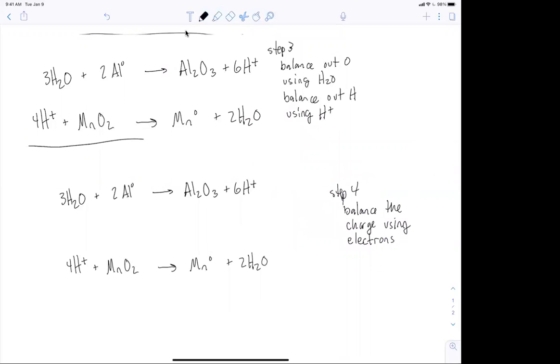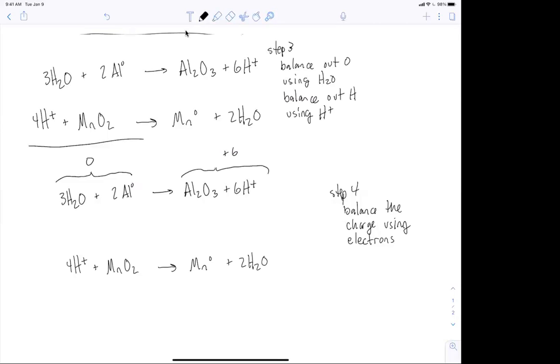All right, so let's take a look at that then. If we look at the right-hand side of this equation, I'm summing up the total charges on all the different molecules or compounds on the right-hand side. So I have 6 plus from the hydrogen, and then I have 0 from the alumina over here. So the total charge on the right-hand side of the equation is plus 6. If we look at the left-hand side, I have 0 on the aluminum, and then I have 0 on the water. And so my total charge over here is 0.